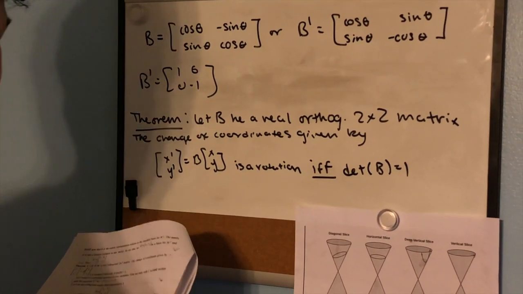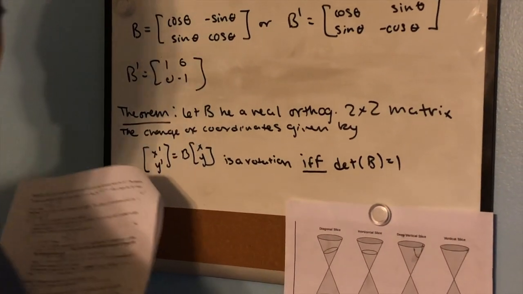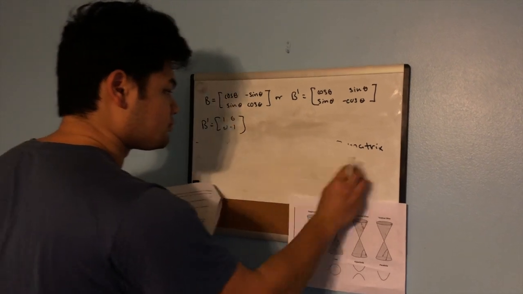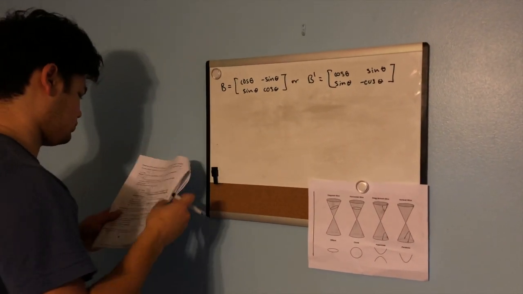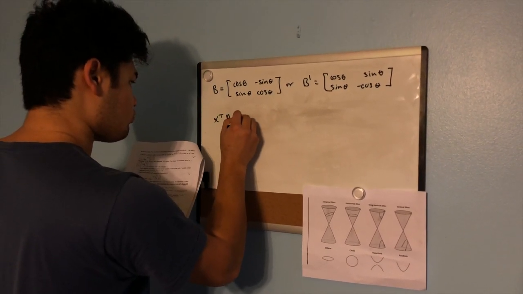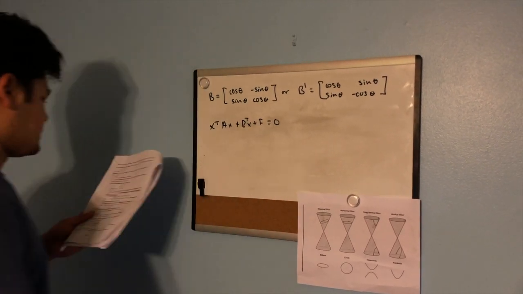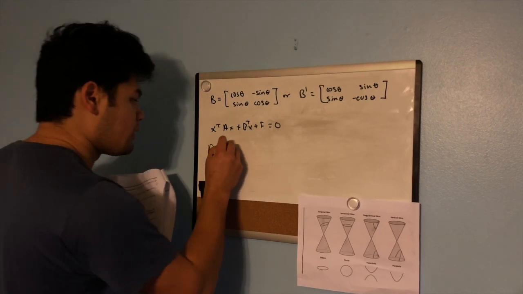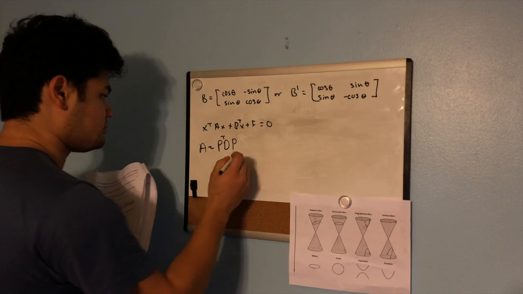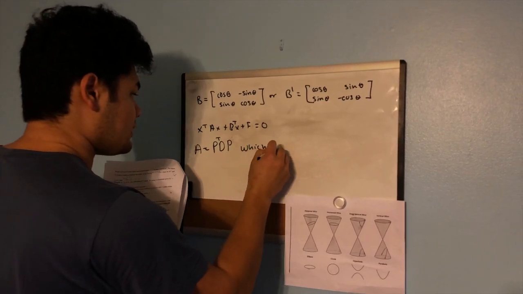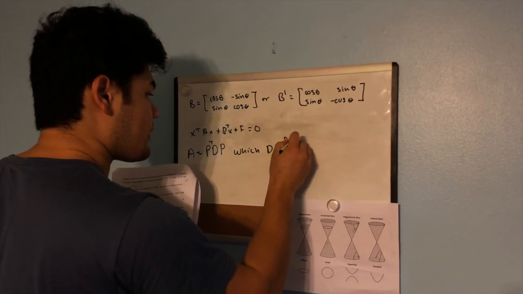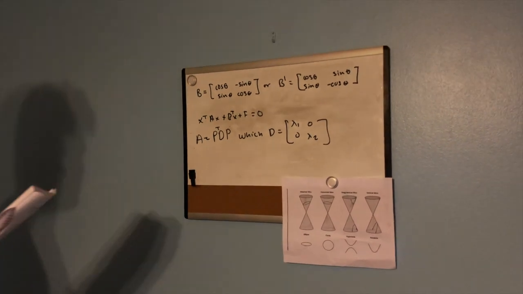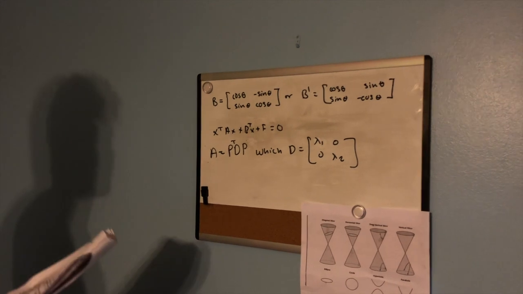However, let's analyze a quadratic equation in two variables. First, we start with a conic section with the equation x transpose A x plus b transpose x plus f equals 0. So let P be an orthogonal matrix that diagonalizes A. So A equals P D P transpose, which tells us D holds the eigenvalues of A. So since eigenvalue 1 and eigenvalue 2 are the eigenvalues of A, and P is orthogonal, its determinant is either negative 1 or 1.